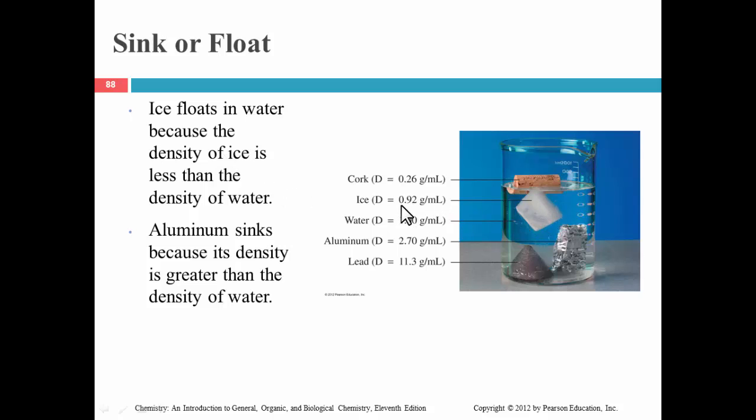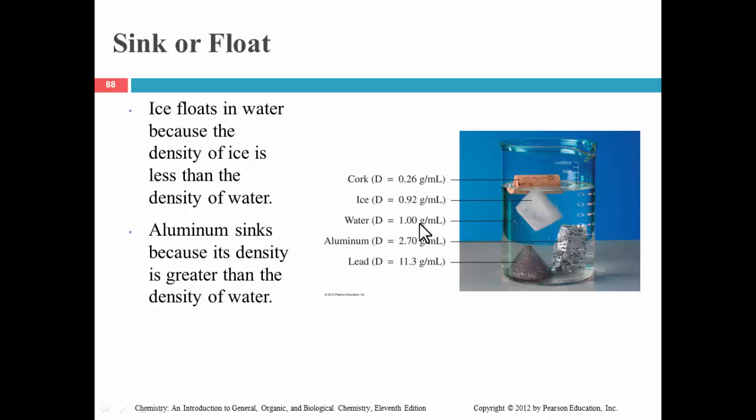For example, ice is only 0.92 grams per milliliter, so this is why ice floats. Aluminum sinks because its density is greater than the density of water. Its density is 2.70 grams per milliliter. And so characteristic substances have specific densities associated with them.